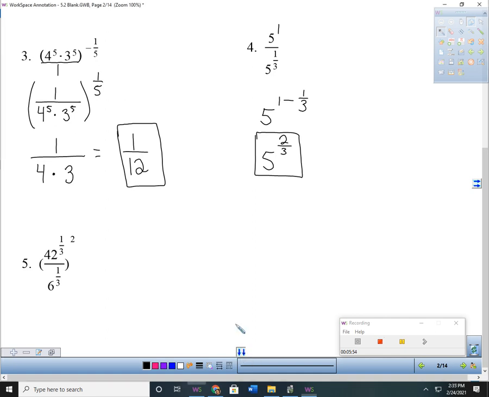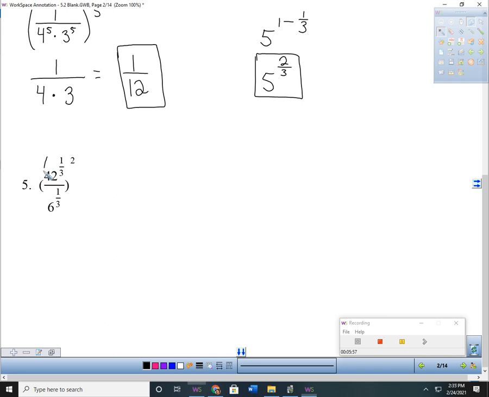Now, my formatting on number 5 is a little wonky. It wouldn't let me put bigger parentheses, so I'm just going to make this a bigger parenthesis right there. All right, so we don't have the same bases, right? But I do notice that I have a top being raised to a power and a bottom being raised to a power. So if I take 42 to the 1/3 and I raise that to the second power, that gives me 42 to the, multiply those together, 2/3. And then on the bottom, I have 6 to the 1/3 to the second power, so I'll multiply those again. And I have 6 to the 2/3.